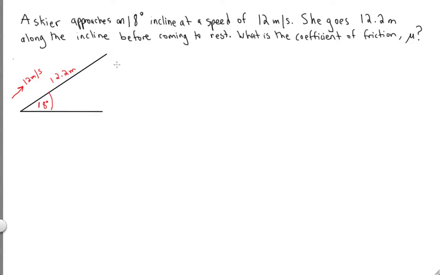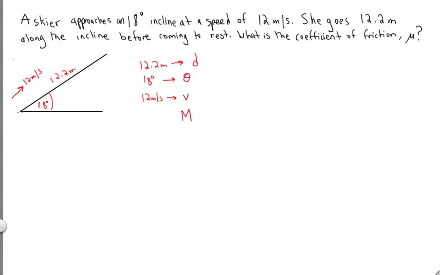Okay, so I'm not going to solve this equation at first in terms of all of these different numerical quantities. Instead, I'm going to do it in terms of variables. So instead of 12.2 meters, I'm going to solve it in terms of d for distance. Instead of 18 degrees, we're going to use theta for the angle. And instead of 12 meters per second, we're going to use v for velocity. And m will stand for our mass, which they don't give us in this problem.